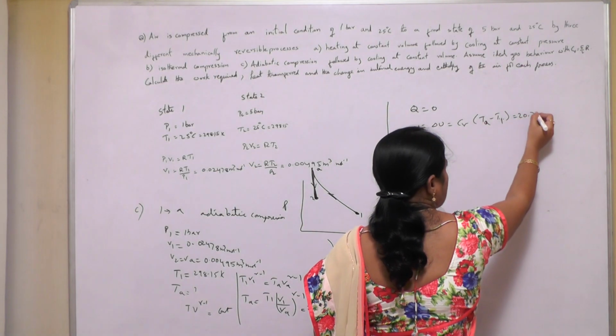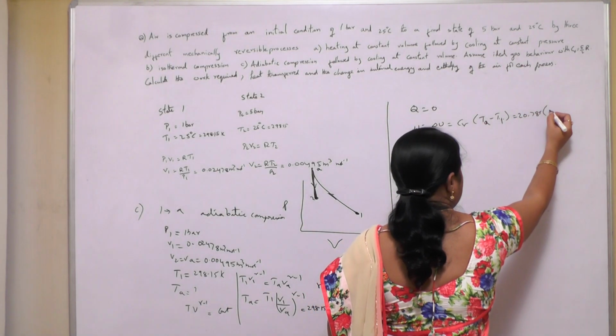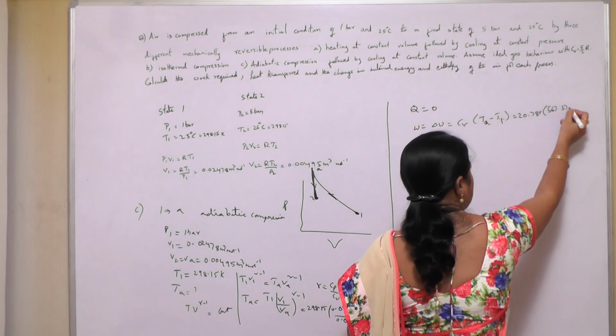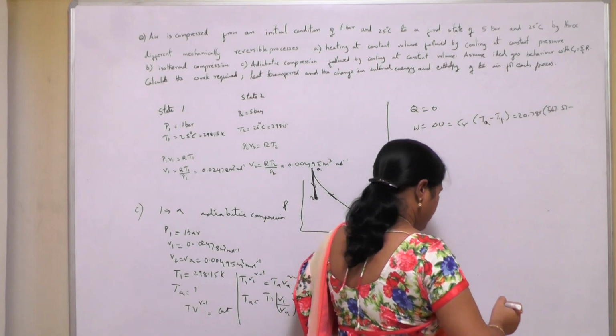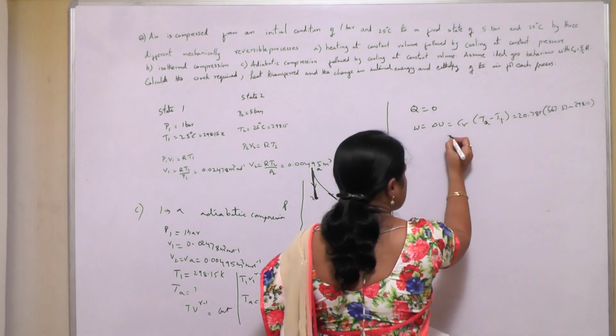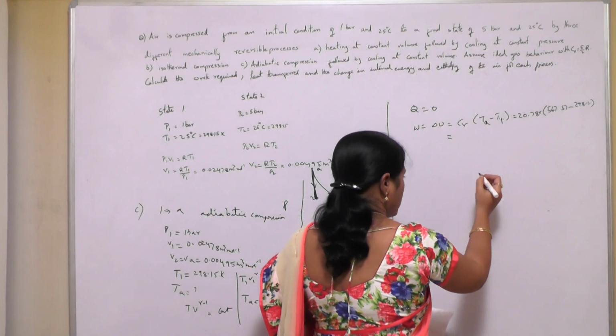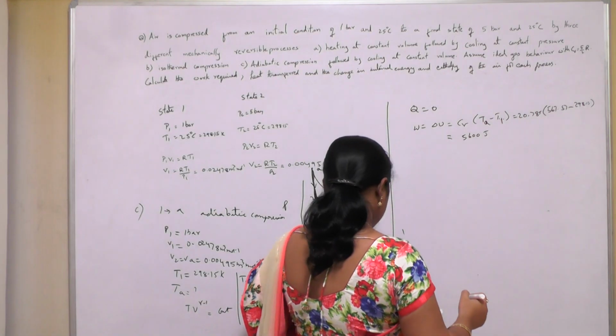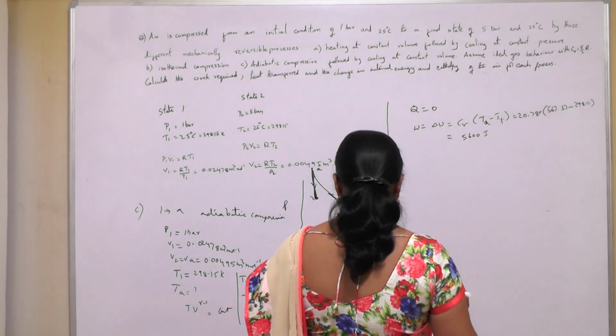Cv value is 20.785 and TA is 567.57 minus 298.15. So W equals delta U equals 5600 joules.